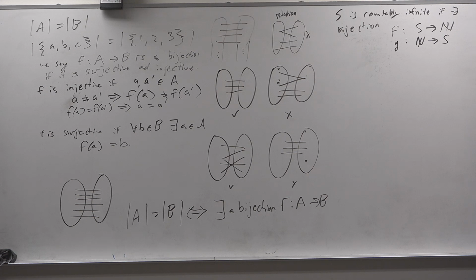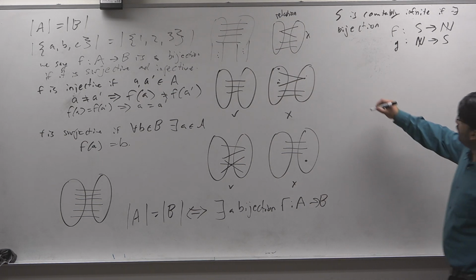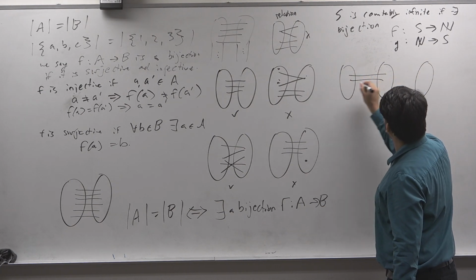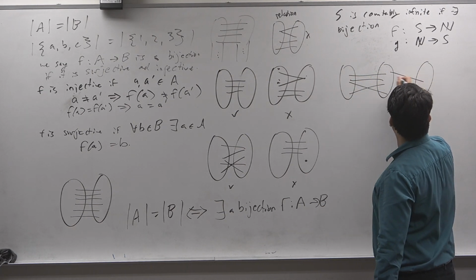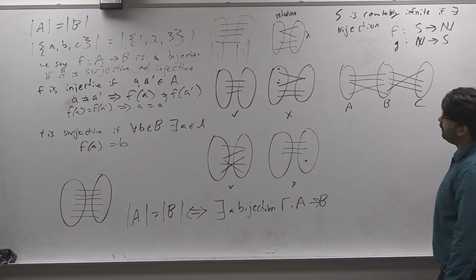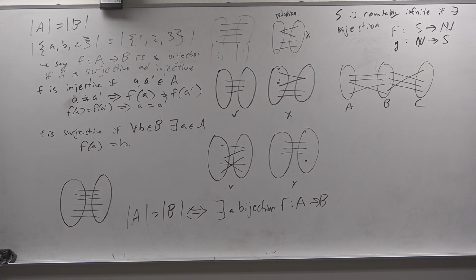What else? The composition of bijections is also a bijection. That can be proven as well. Right? Picture makes sense. Okay, fine. Proof works, even in the case that A, B, and C are infinite. So the composition of bijections is a bijection. The inverse of a bijection is a bijection.